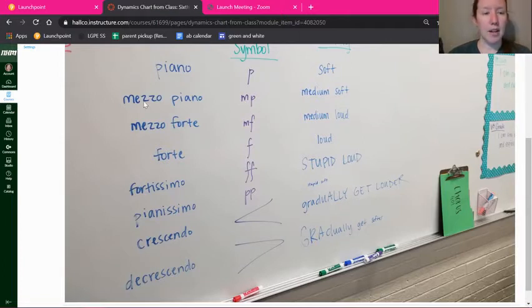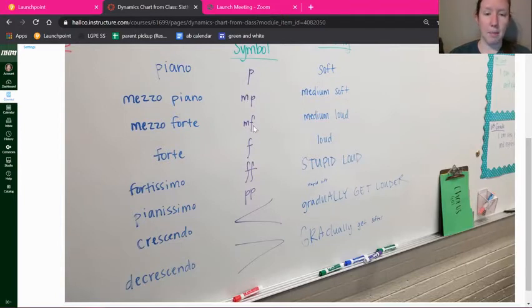Next, we have MP. The letter M stands for the Italian word mezzo, which means medium. So when you combine it with the letter P, it means mezzo piano or medium soft. So mezzo piano is not as soft as piano. So this is saying just kind of soft.